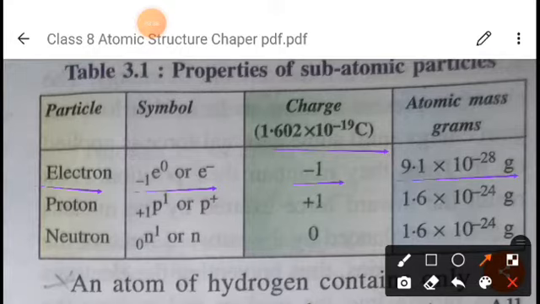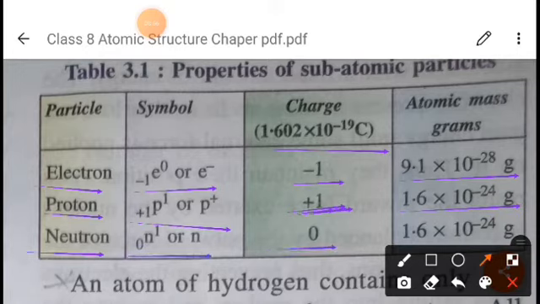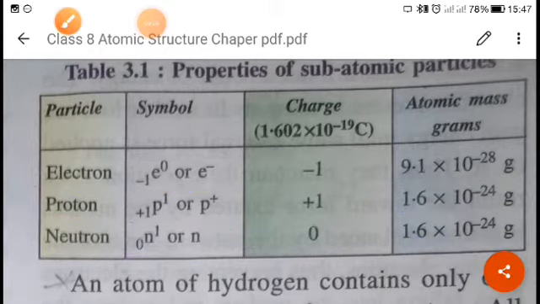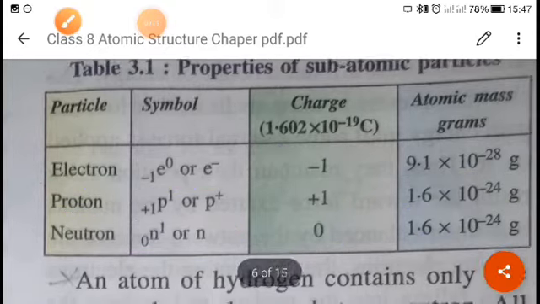For the proton, the symbol is this, and its charge is plus 1.602 into 10 to the power minus 19 coulomb, and its mass is 1.6 into 10 to the power minus 24 gram. For the neutron, the symbol is this. Its charge is 0, it has no charge, and its mass is the same as that of the proton, 1.6 into 10 to the power minus 24 gram. I hope you have understood this.